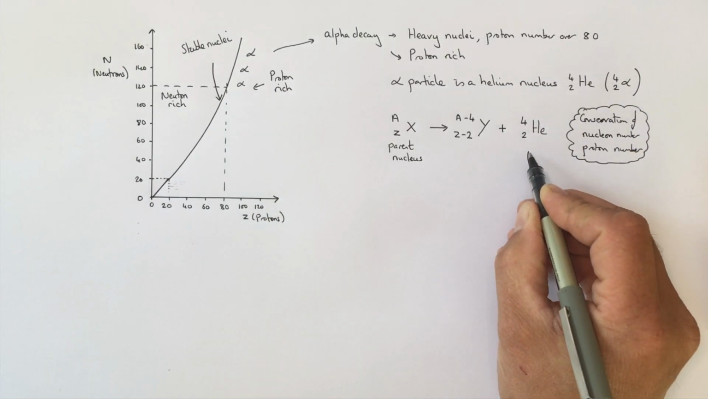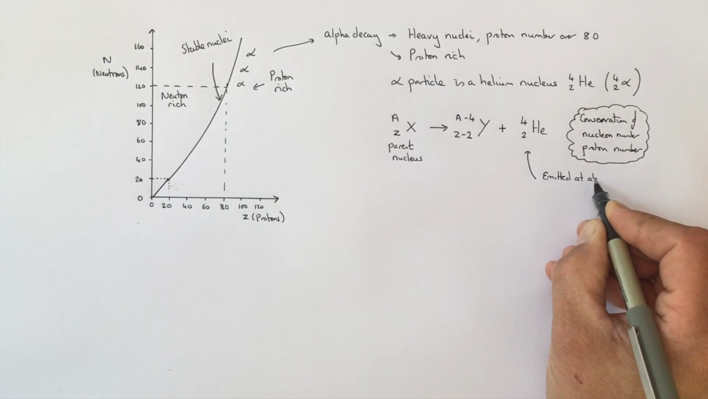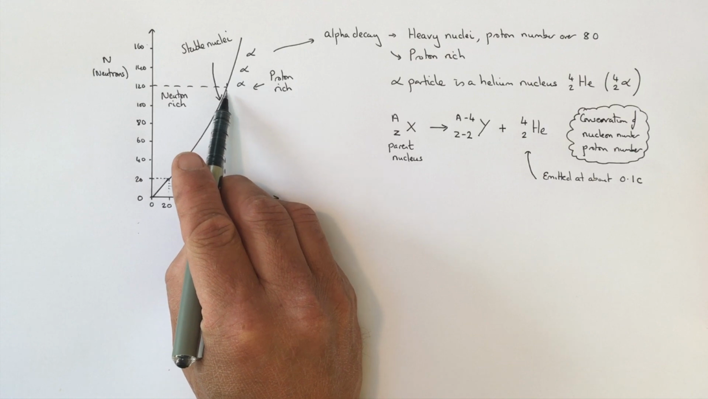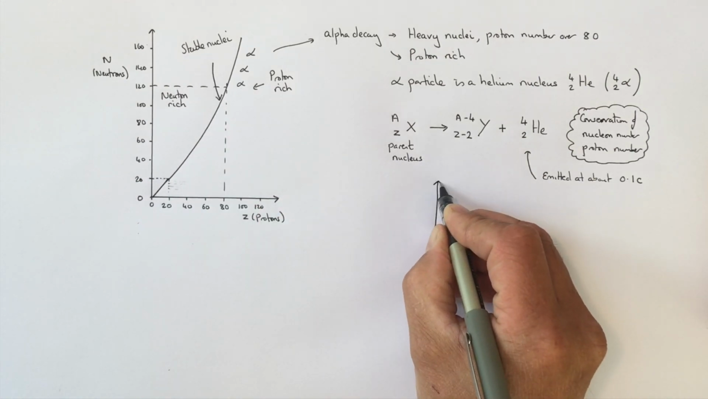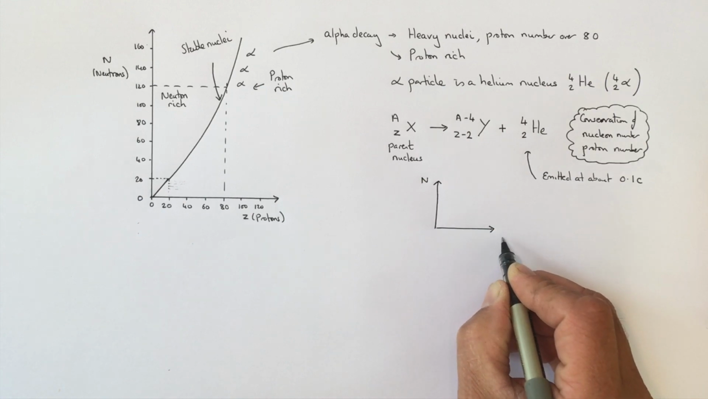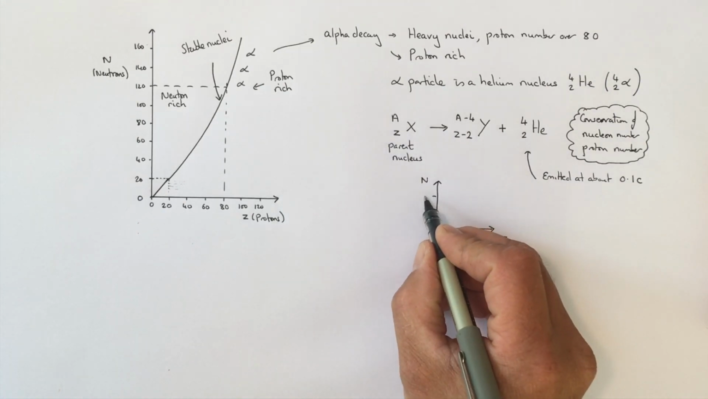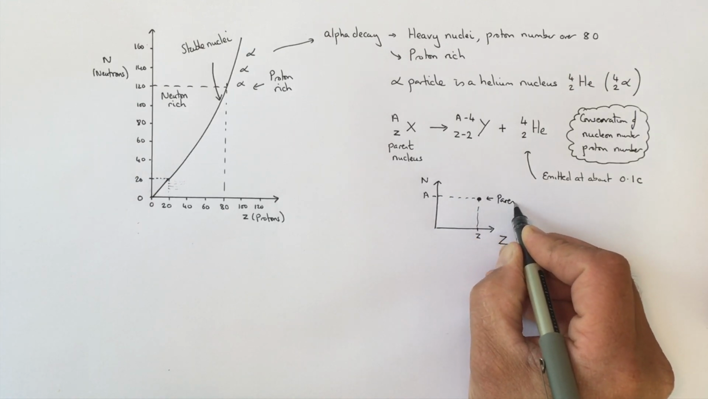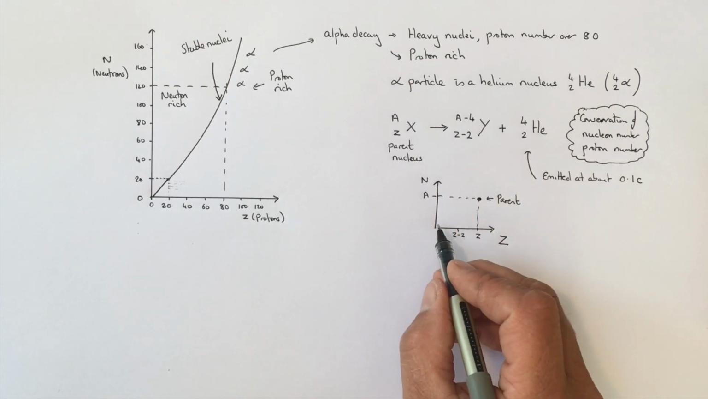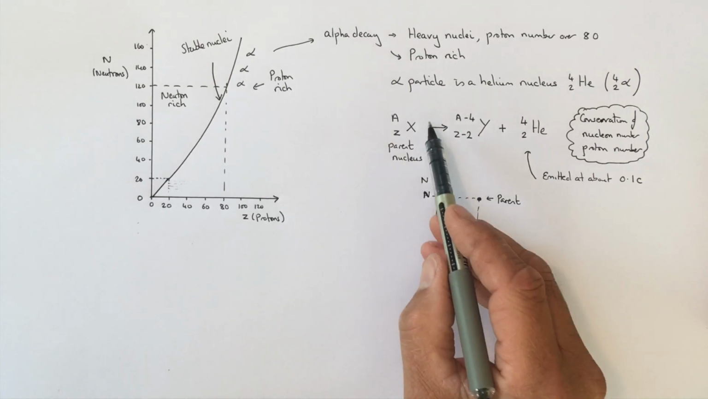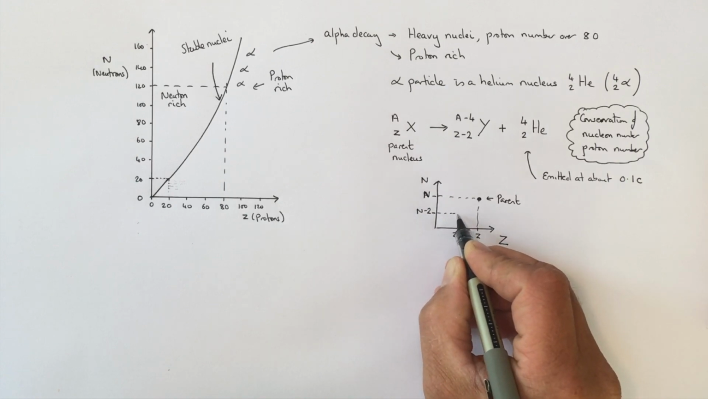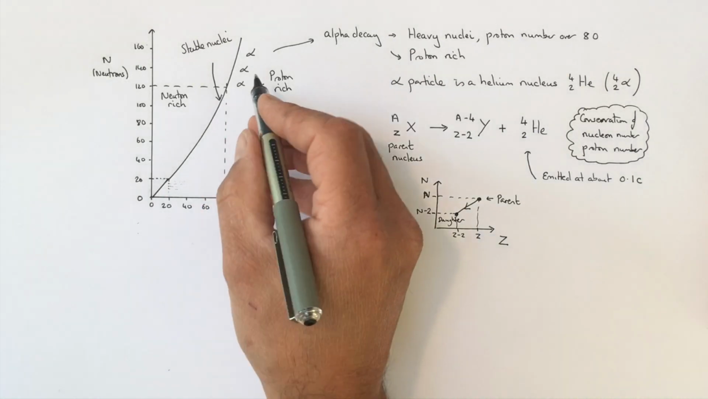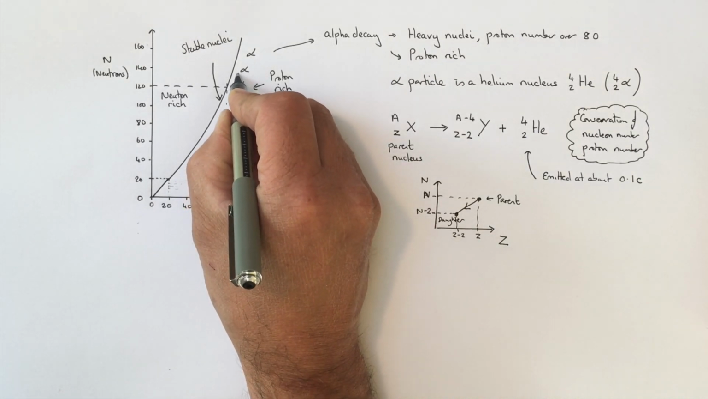An alpha particle is emitted from the nucleus at about 0.1 the speed of light. They roughly have all the same energies. To see what's happening on the neutron-proton graph with alpha decay, we can sketch a small graph showing the changes. Starting with N on the y-axis and the original Z on the x-axis, we've got the parent nucleus. The daughter nucleus has 2 less protons and also 2 less neutrons, and so you can see the transition towards the stable region. This can also be shown on the main graph with the alpha particles moving towards the stable region.